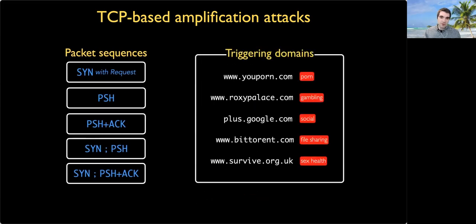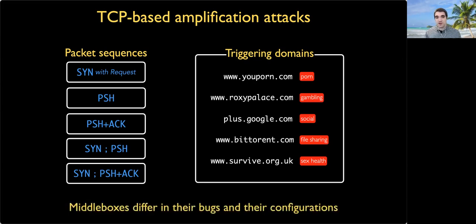Now recall that not only do we need to send a sequence of packets that a Middlebox will process and think is a real connection, it also needs to be content that the Middlebox forbids, that makes it respond. So we analyzed Censored Planet's data and found these 5 domains as eliciting responses from the most Middleboxes in the world. And this actually coincidentally spans 5 diverse areas: porn, gambling, social media, file sharing, and sexual health. And you'll see here that Middleboxes differ in both their bugs and their configurations.